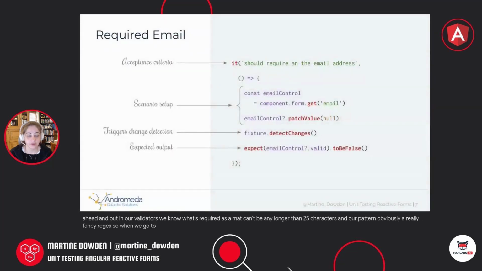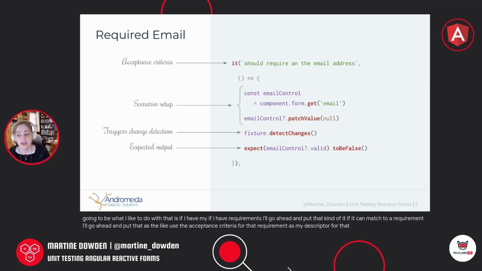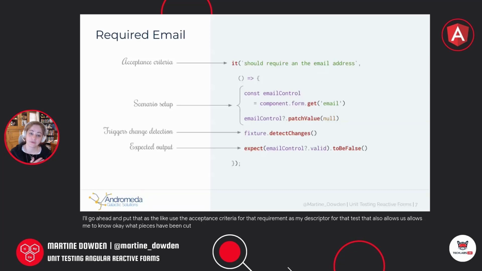So when we go to write our tests, generally speaking, we're going to have the it, which is whatever describes what it's going to be. What I like to do is, if I have requirements and it can match to a requirement, I'll use the acceptance criteria for that requirement as my descriptor for that test. That also allows me to know what pieces have been covered versus not of what was required about that test. Then we set up our scenario.